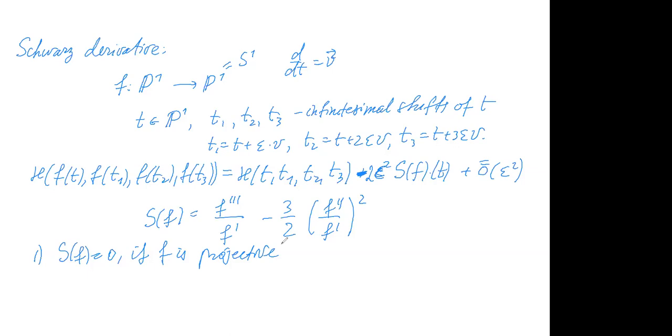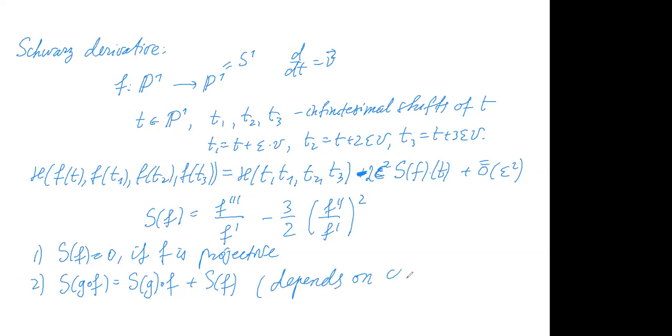It also verifies the so-called cocycle condition, namely if you have the composition of G and F, it should be equal to S of G times F plus S of F. In particular, it actually depends on the choice of coordinates. It is not a tensor.